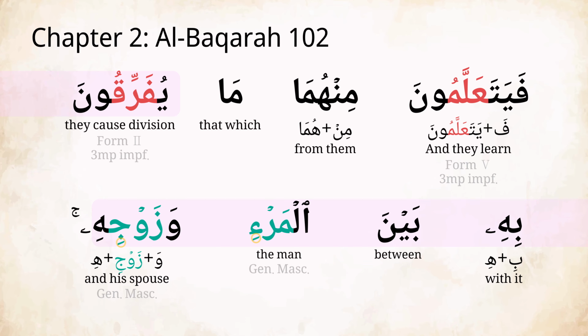Alright, let's recap. فَيَتَعَلَّمُونَ مِنْهُمَا مَا يُفَرِّقُونَ بِهِ بَيْنَ الْمَرْءِ وَزَوْجِهِ means, and they learn from them that by which they cause division between the man and his spouse.